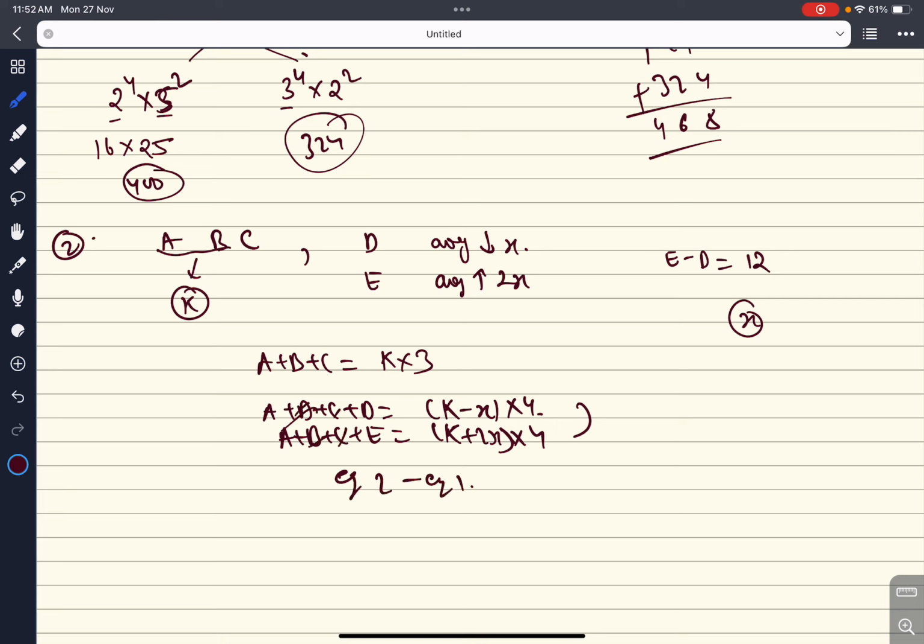All these terms will get cancelled and we'll be left with E minus D on the LHS. On the RHS, 4k minus 4x, my bad, I should have written it afterward. We are doing 2 minus 1 now, so anyway, let us write it here only: 4k minus 4x, and here we have 4k plus 8x. When you subtract, this becomes negative and this becomes positive, 4k gets cancelled and this overall becomes 12x. E minus D we know is 12, so 12 equals 12x, so x equals 1 is the answer.